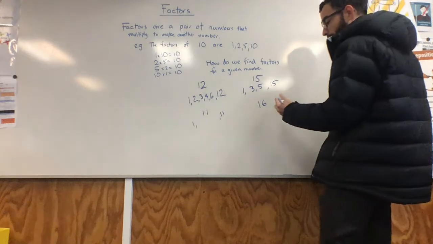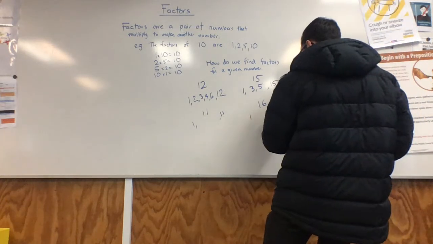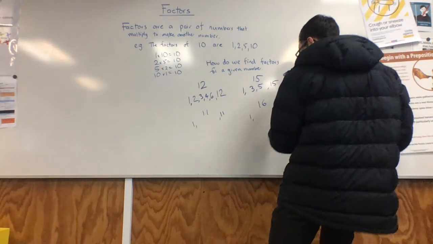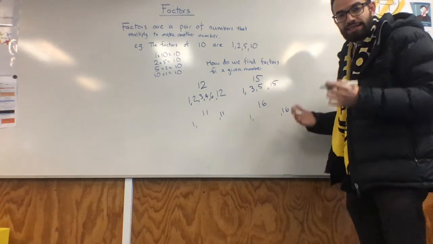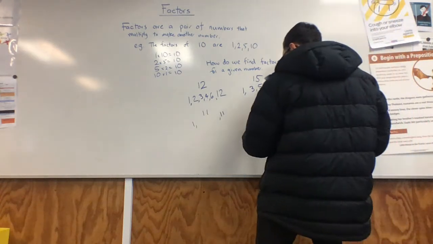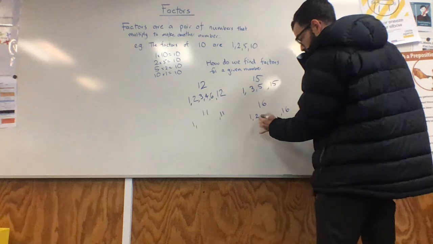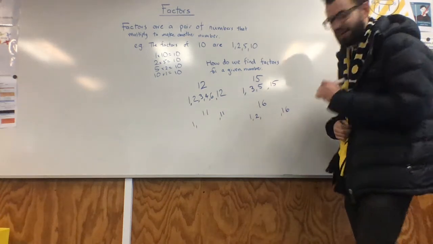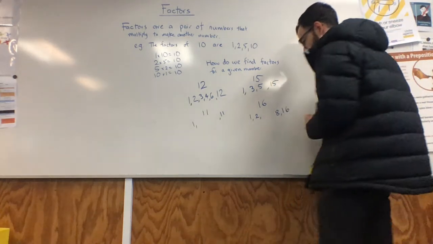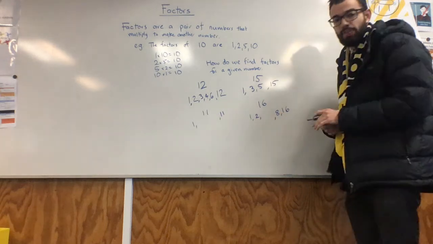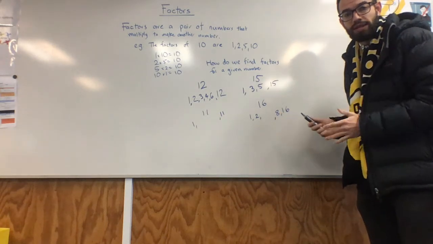We jump over to 16. First step is really easy. We write 1 and 16. Next step, is it even? Yes, it is even. So we put 2. Now 2 times what gives us 16? That is 8. And we've now narrowed it down. The numbers left are the numbers between 2 and 8.